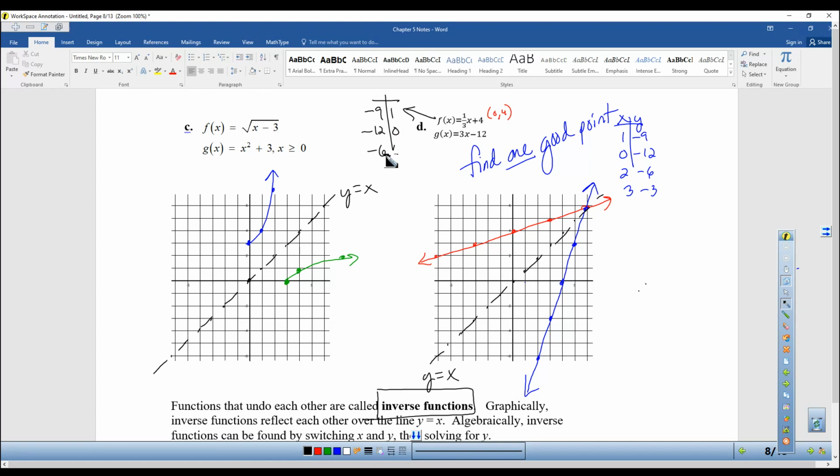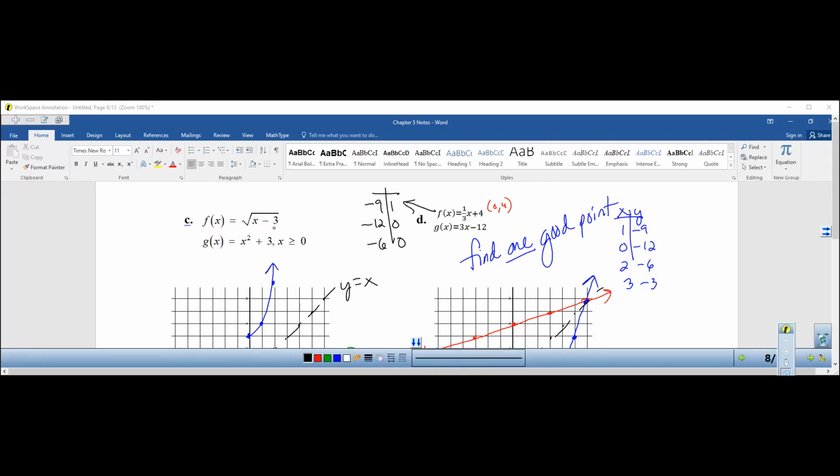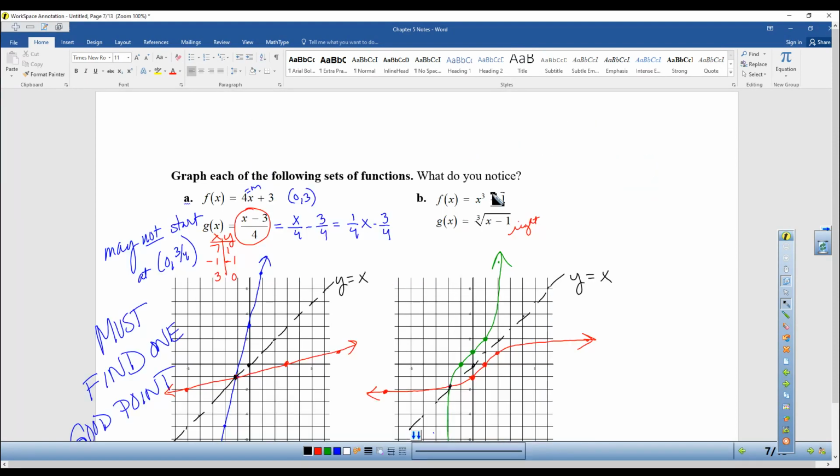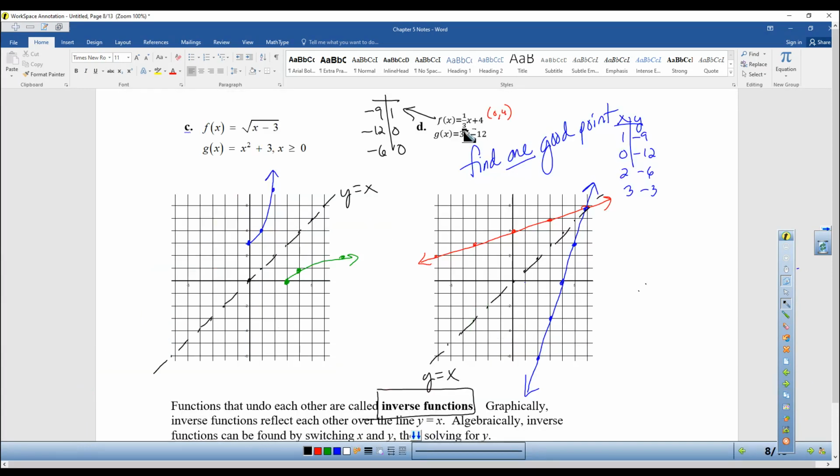So inverse functions graphically reflect over the line y is equal to x. On the table, they switch all the x and y's, and they have a relationship on their functions. So square roots, the inverse of squares. Cube roots, the inverse of cubes. And steep lines with a slope of 4 have an inverse of a shallow line with a slope of 1/4. This one, slope of 1/3, slope of 3.